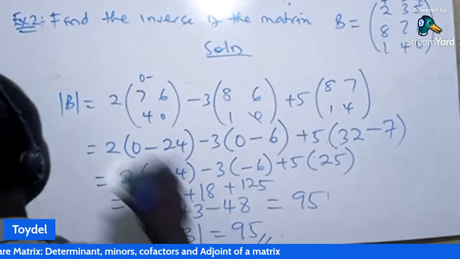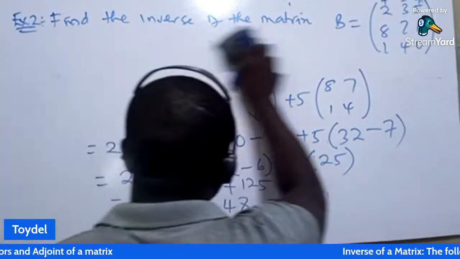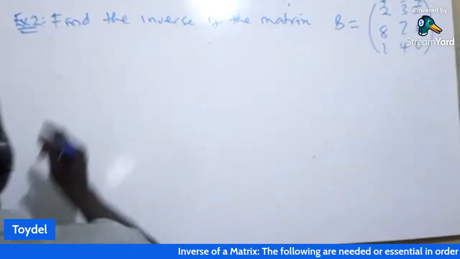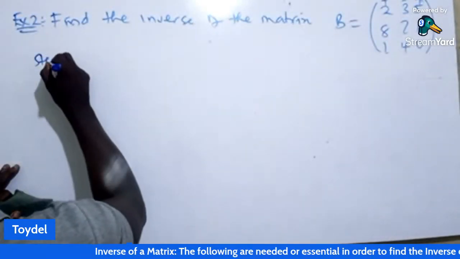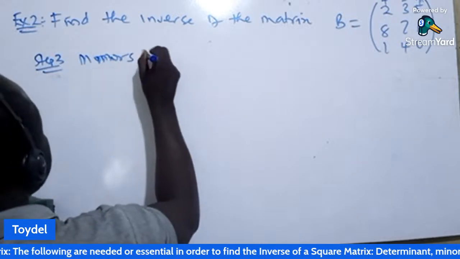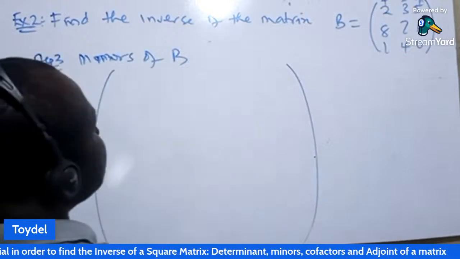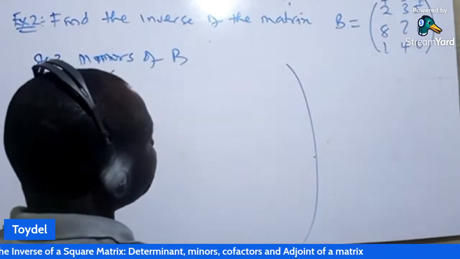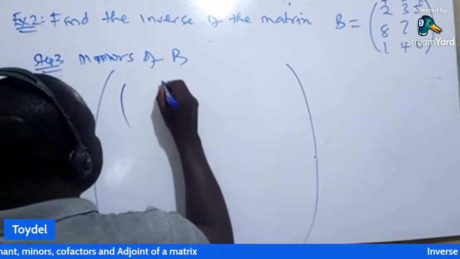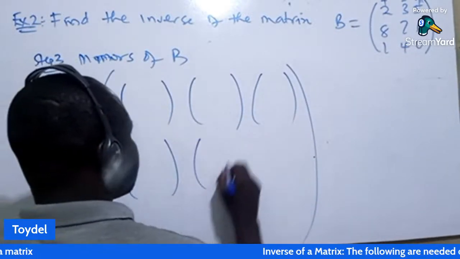So we'll go ahead and find the minors of B, which is the second step. So how do we get the minors of B? In this case now, we have to be very careful. So the second step, the minors of B. So let me use this bigger circle. If you want to find the minors of B, of course, since this is a 3 by 3 matrix, this is what we do. Let me first draft out what we are going to fill in.